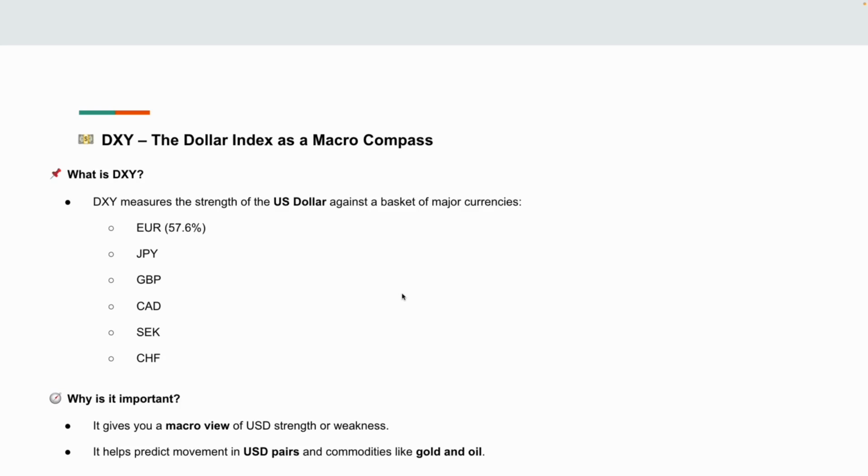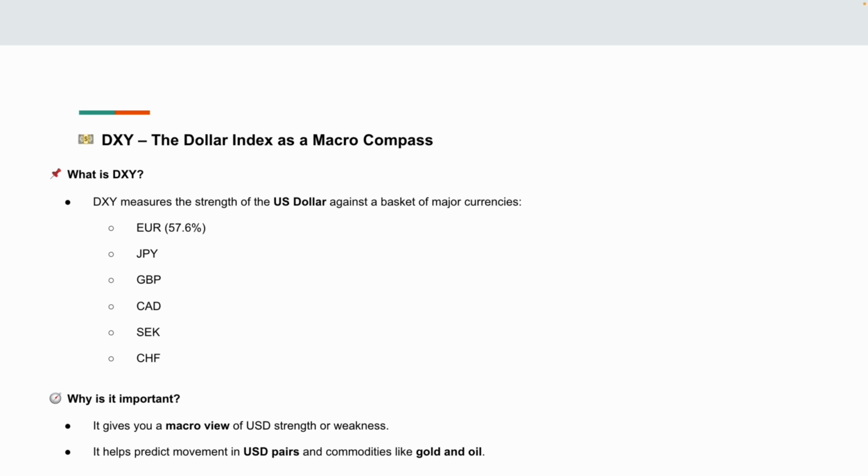Today we're gonna talk about DXY, the dollar index, as a macro compass. What is DXY? DXY measures the strength of the US dollar against a basket of major currencies. The biggest ones are EUR/USD, JPY, GBP, CAD, SEK, and the Swiss franc. Why is it so important? It gives you a macro view of the dollar's strength or weakness. It helps predict moves in USD pairs and commodities like gold and oil.